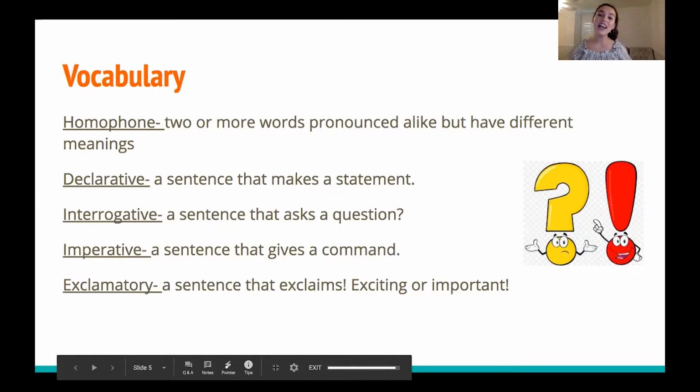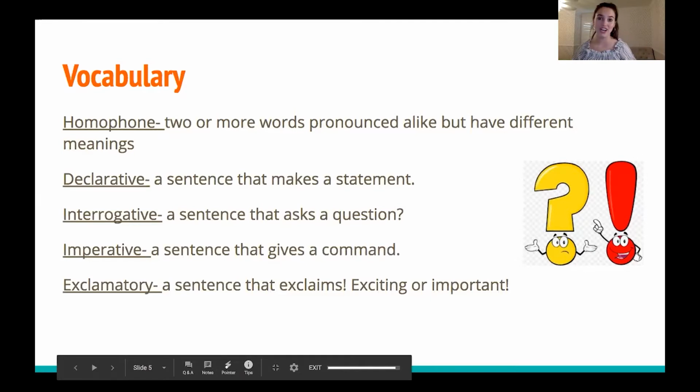Okay, moving on. The next one is interrogative. Interrogative is a sentence that asks a question. So what punctuation do we use when we are asking a question? If you guys know it, go ahead and say it out. Okay, we use a question mark. So when you see an interrogative sentence, you will see a question mark.